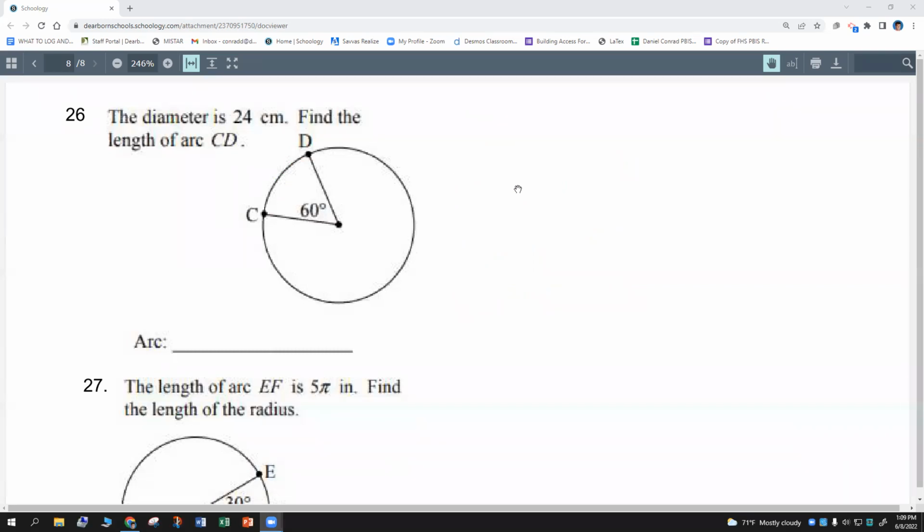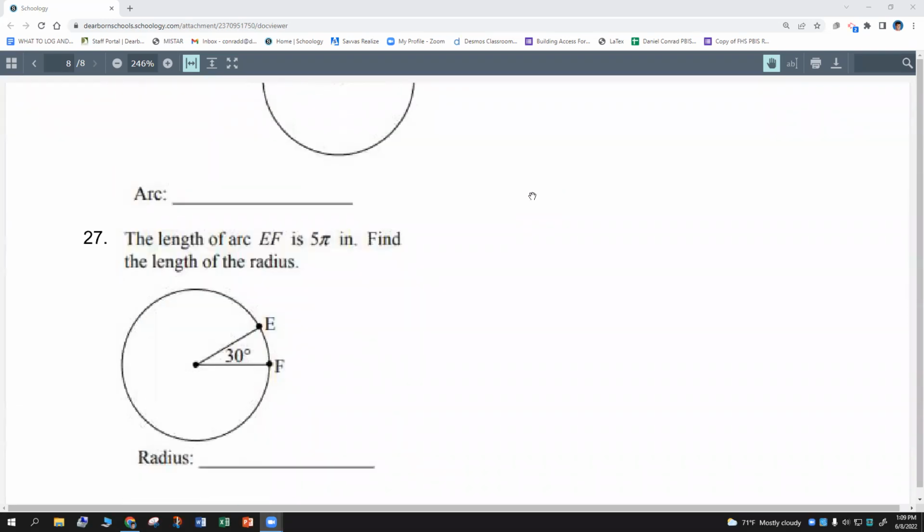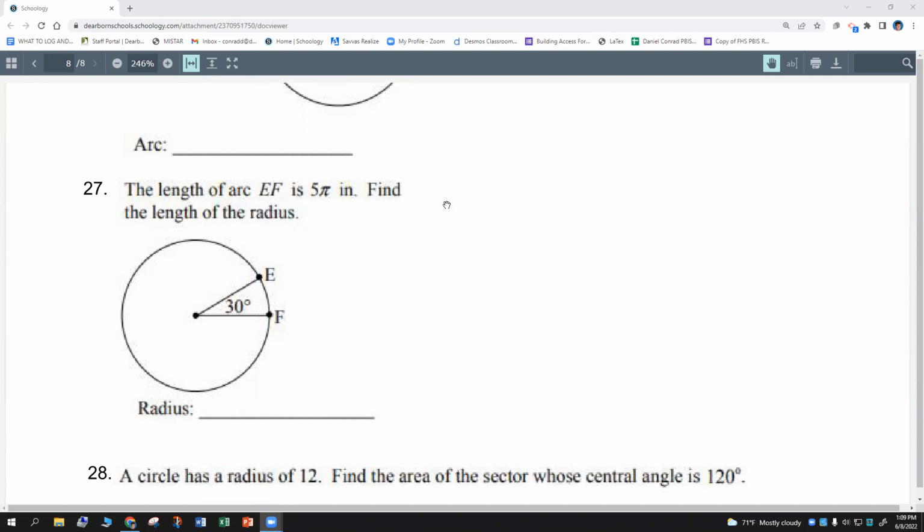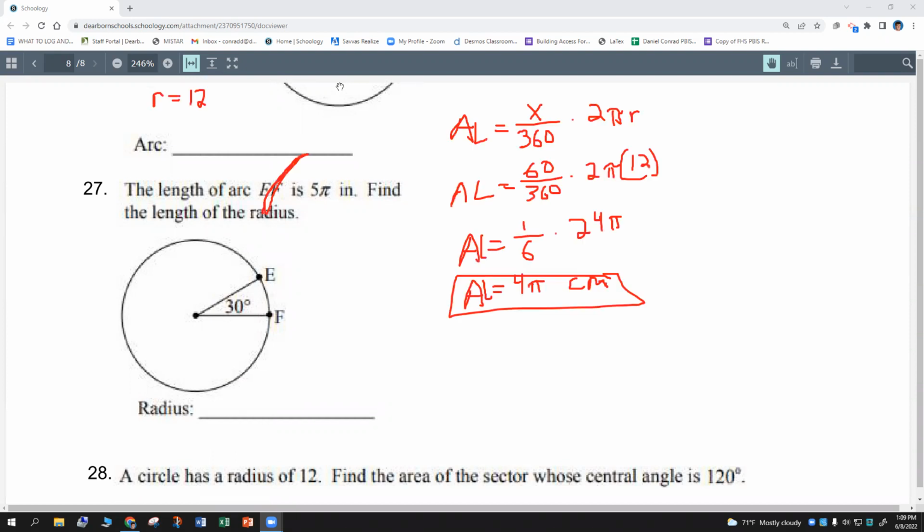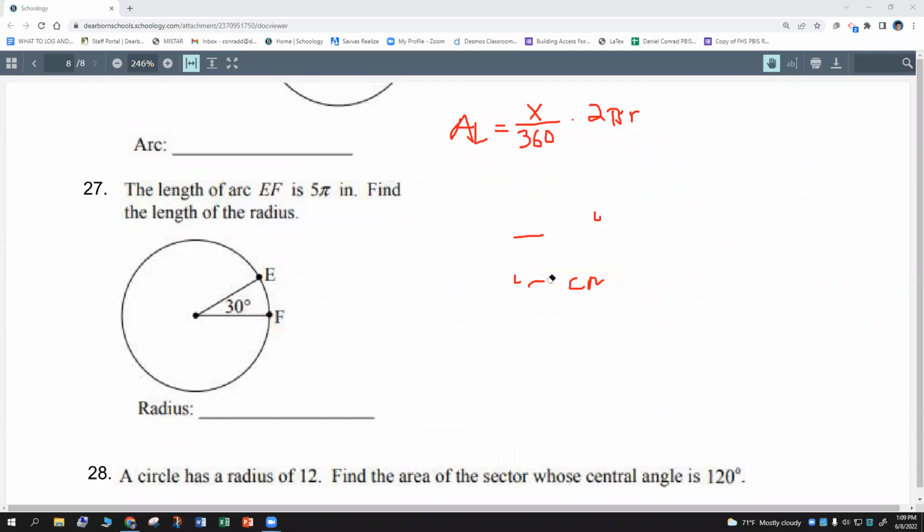All right. Number 27 is also arc length. Except this time they're giving us the arc length and we're finding the radius. So we're using that same equation as last time. Delete all this. We're going to use that same equation. Okay, this time they're giving us arc length, which is 5 pi. So we're going to substitute in 5 pi for arc length. And then the arc measure they're giving us for arc EF, the central angle is 30 degrees. That means the measure of the arc is also 30 degrees.